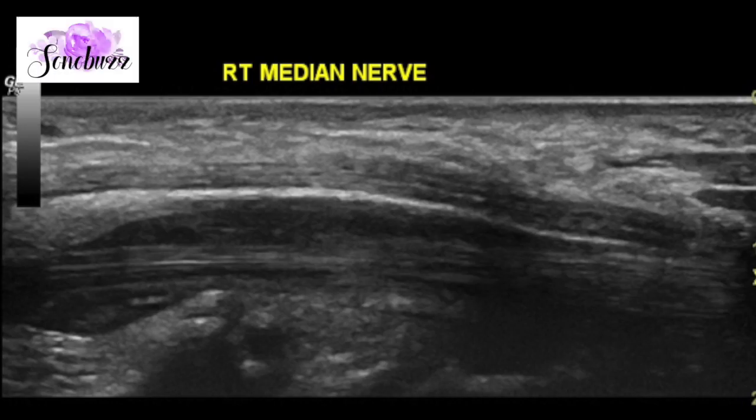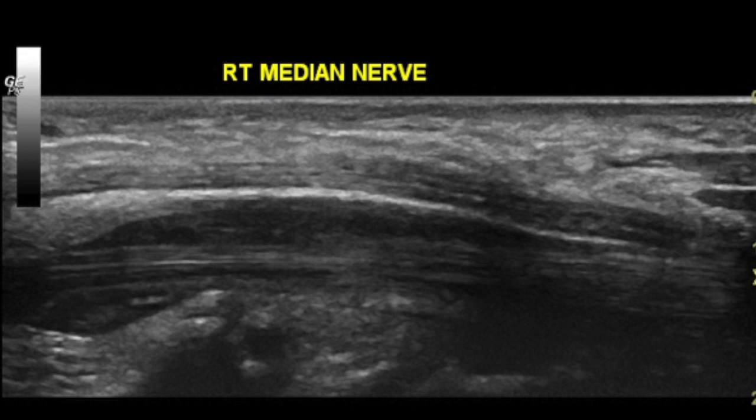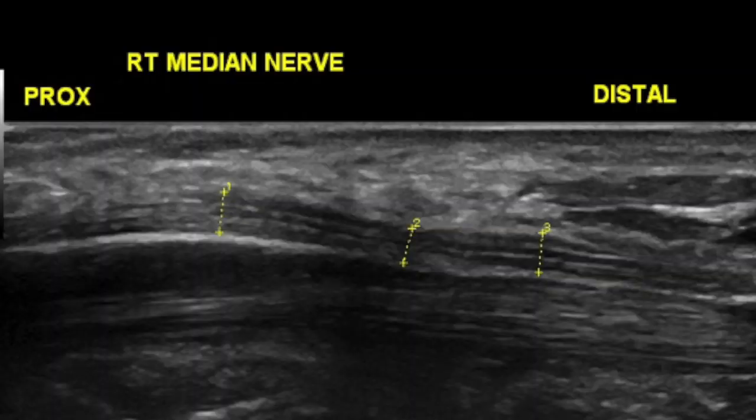Case number 5. This lady had symptoms of tingling, numbness in her right fingers and pain in the palm basically. That's the picture of the right median nerve. The median nerve is the longitudinal structure which is more superficial. The thicker structure, deeper, is a tendon. As you can see in the picture, initially the nerve is widened and then narrowed and widened again, and I think this description itself gives you some kind of a clue.